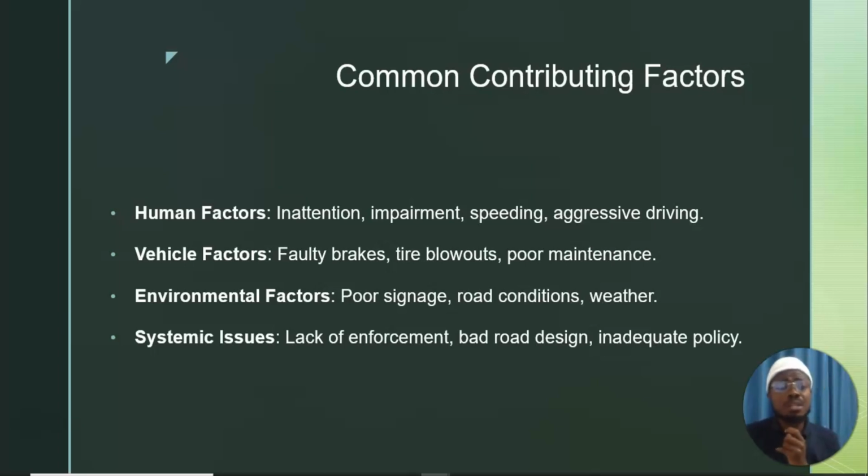Another thing is the bad road design, when the road is not well designed, and inadequate policies on some issues. We know there are some cities that are still not exposed to a certain level of policies, and that is why some road users can act in a certain way or engage in some activities on the road, because there are inadequate policies in those cities or in some of those countries. So these are some of the common contributing factors.